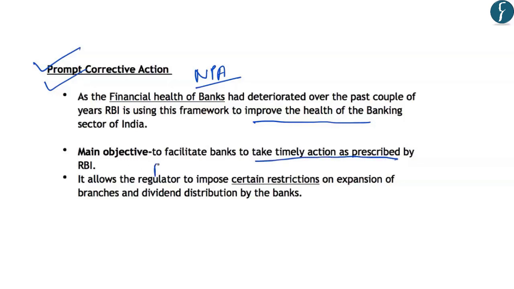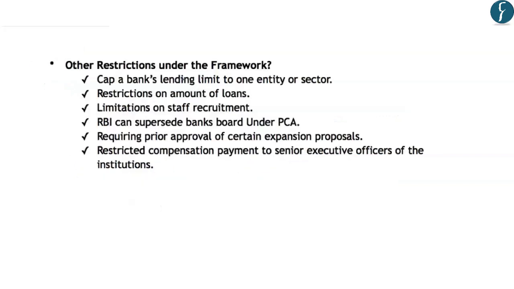And this framework allowed the RBI to impose certain restrictions on the expansion of branches by banks and also impose restrictions on the dividend distribution by the banks. Now, other restrictions imposed by the RBI on the banks under this framework include capping the bank's lending limit to one entity or sector. This means that a bank cannot expose itself to other sectors or any industry over and above the limit which has been decided by the RBI. Further, the framework imposes certain restrictions on the amount of loans that can be disbursed by a bank. It also limits the staff recruitment by the bank.